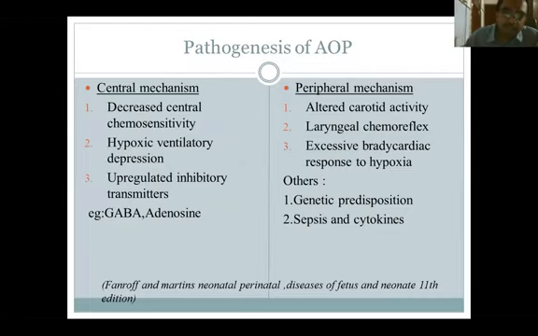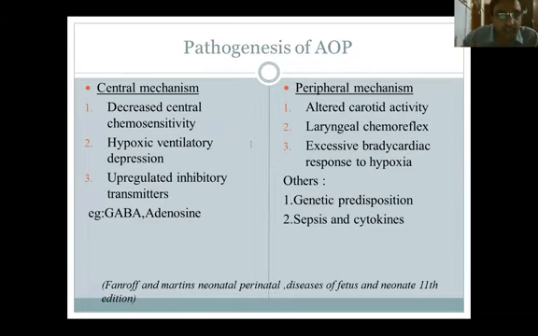And coming to the pathogenesis, what is the pathogenesis of apnea of prematurity? There are two varieties. One is the central mechanism, where the central nervous system control is affected, which we know as central apnea. Then come the peripheral mechanisms. In the central mechanism, the first and foremost is decreased central chemosensitivity to carbon dioxide, and also hypoxic ventilatory depression will be there. Because of the decrease in oxygen saturation, the respiratory effort decreases, which we will see in the next slides.